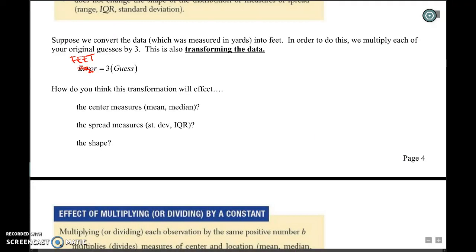So how does this change this? It multiplies every value by 3. How does it change spreads? Multiplies by 3. How does it change the shape? Doesn't change.